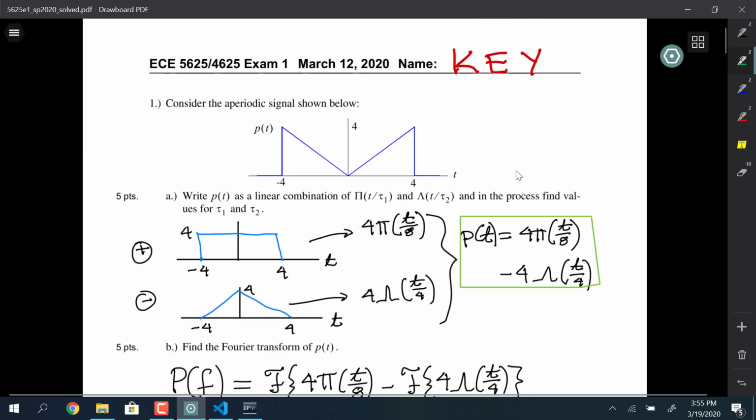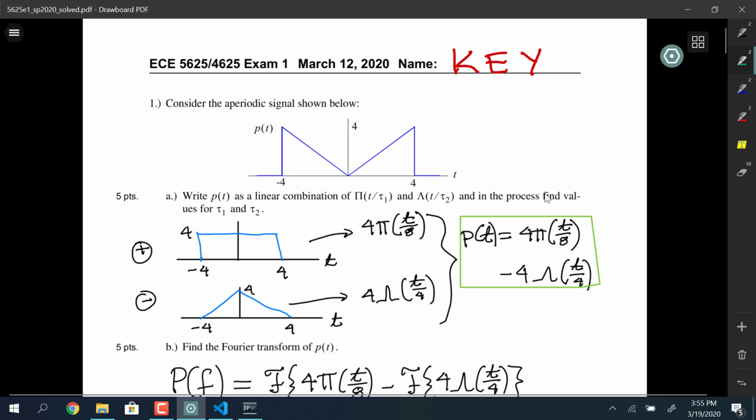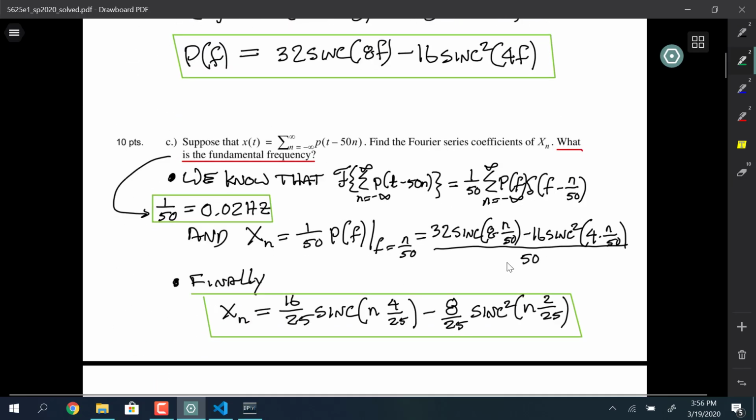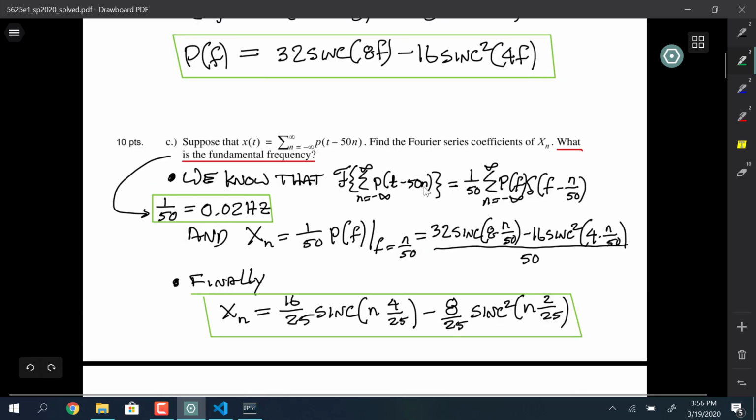First problem, well worked by essentially everybody, and pretty much if you got part A right, you got part B right, because it was just taking the Fourier transform. So that was done well. Second problem, getting the fact that the period is 50 and the fundamental frequency is 0.02 hertz, essentially everybody got that.